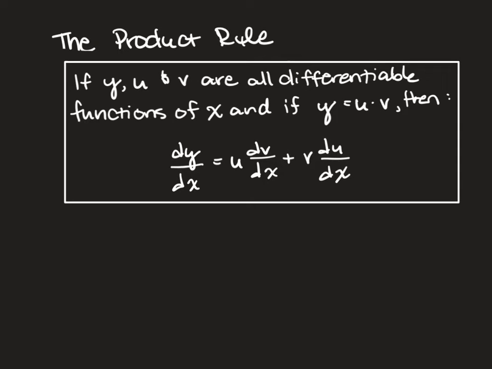So you've got y, u, and v, which are all differentiable functions of x. That means that they're not like piecewise or something crazy. Don't worry too much about this; we can get into it more later. And if y equals u times v, then this is the rule.